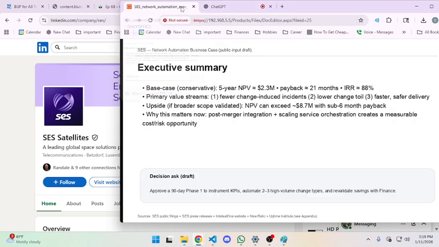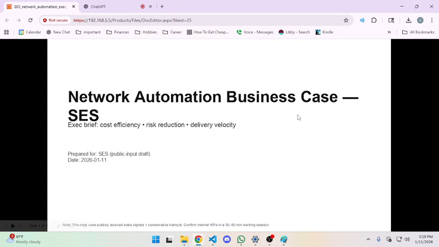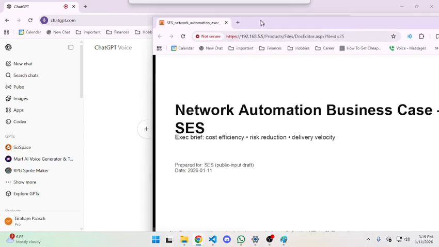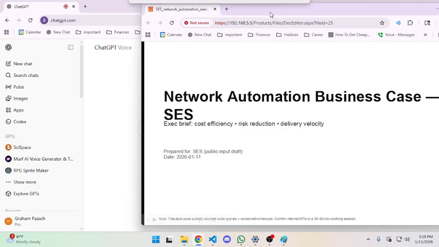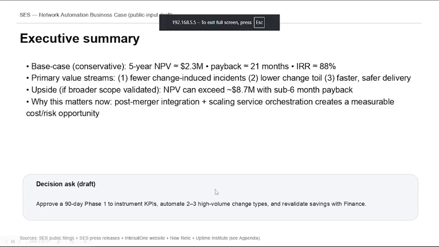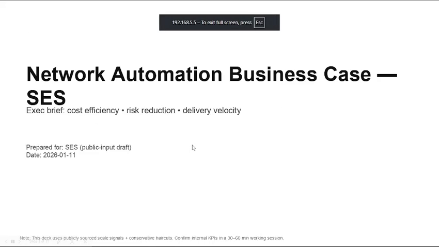All right, so I want you to pretend that you're the CFO or the CEO for SES Satellites, and I'm going to present to you a presentation for a business case. Absolutely. I can jump into that role for you. Just go ahead and give me your presentation, and I'll respond as the CFO or CEO. Let's hear what you've got.